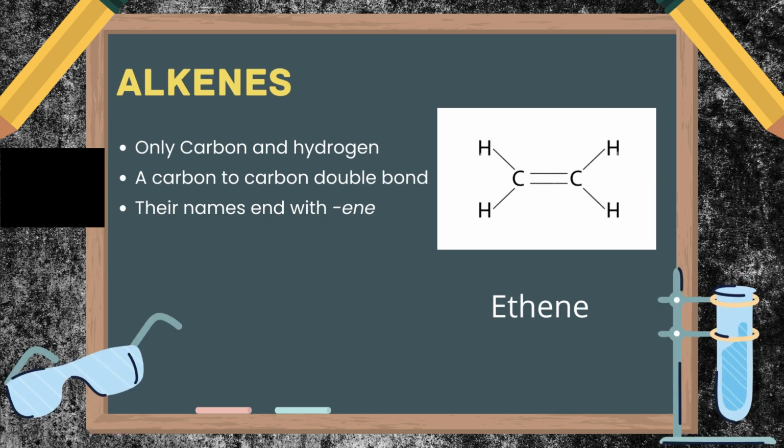Now we move on to our second functional group, which is alkenes. Here also, only carbon and hydrogen atoms are present. But the thing here is that carbon to carbon is forming a double bond. Therefore, the name ends with ENE. Whenever there is a double bond, the name should end with ENE. Therefore, the organic structure of this compound is called ethene.